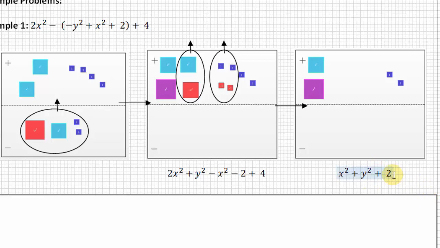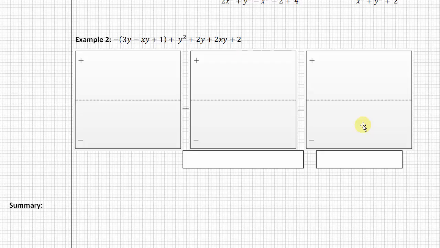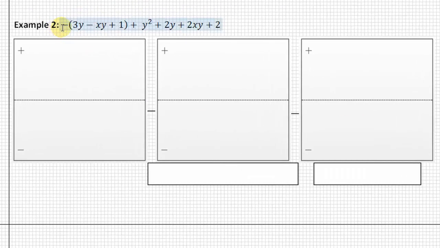Alright, let's try one more example. So here we have example 2. Here is your expression. The negative of the quantity 3y minus xy plus 1, close parentheses, plus y squared plus 2y plus 2xy plus 2. So I'm going to ask you to take a moment, pausing the video if you need to, and see if you can set this expression up with algebra tiles on your mat. And then resume the video to check your work with mine.